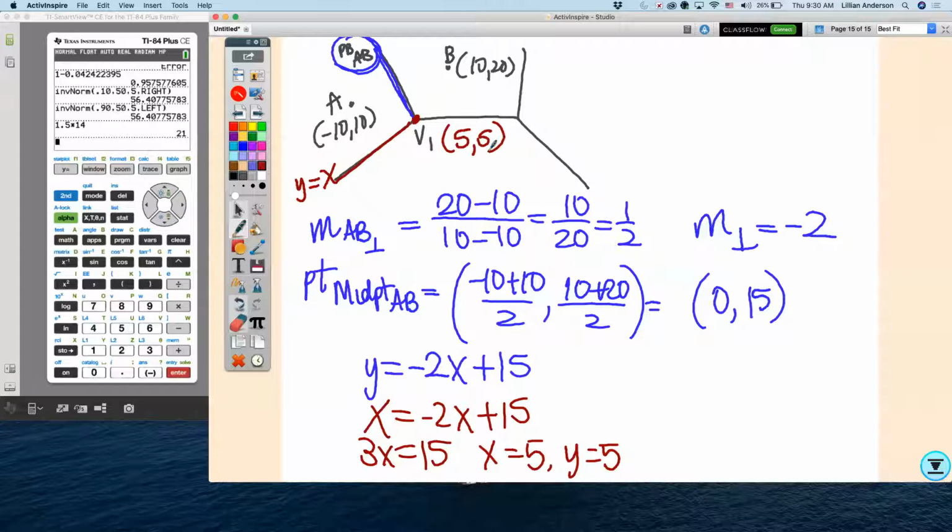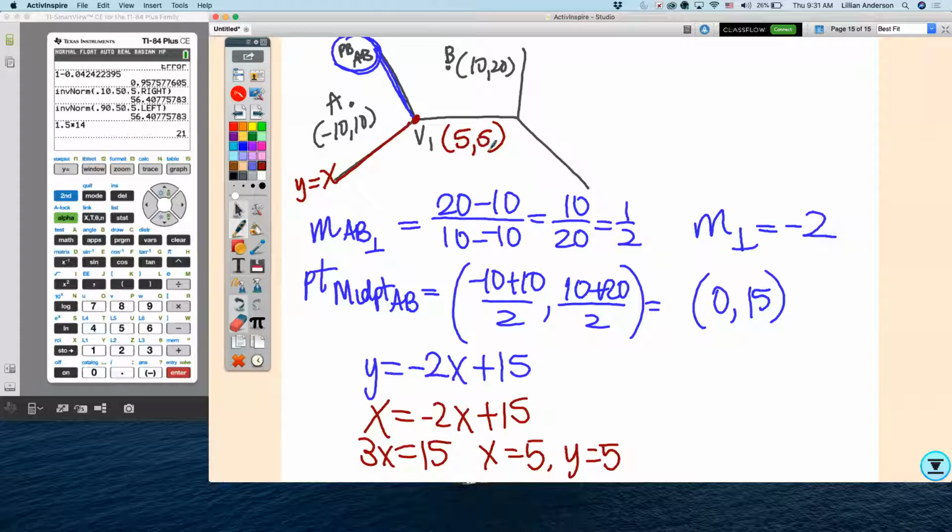Since they're both in the form of slope-intercept, y equals x and y equals negative 2x plus 15, you can just set them equal to each other because they're both equal to y. So do it that way. If not, you can just plug it in, y1, y2, see where they intersect. A little bit annoying. And can we see part C of that problem as well?